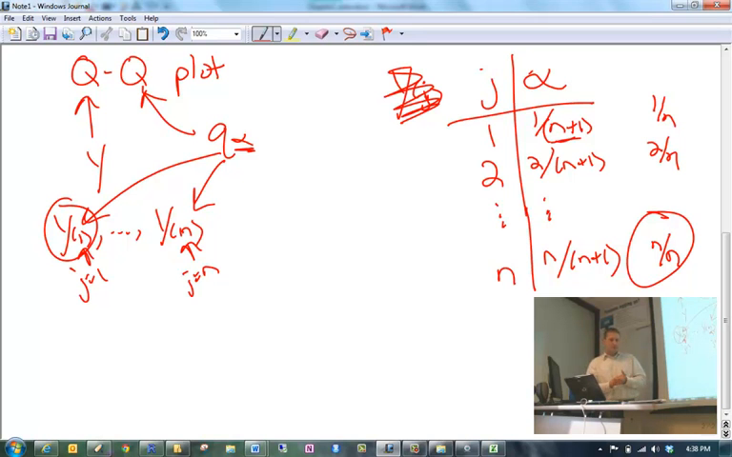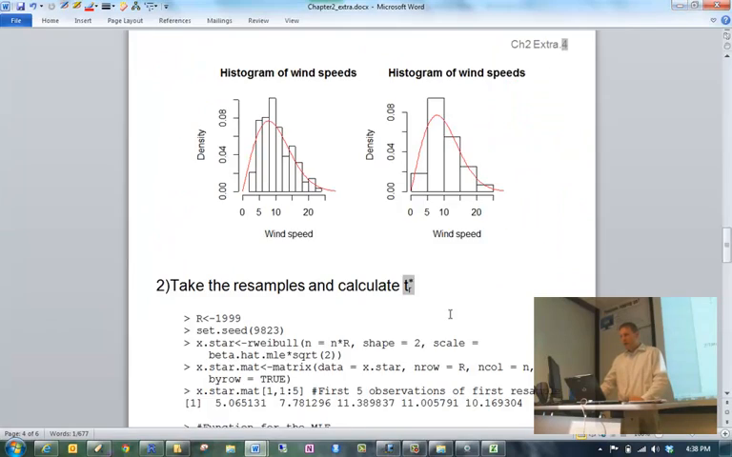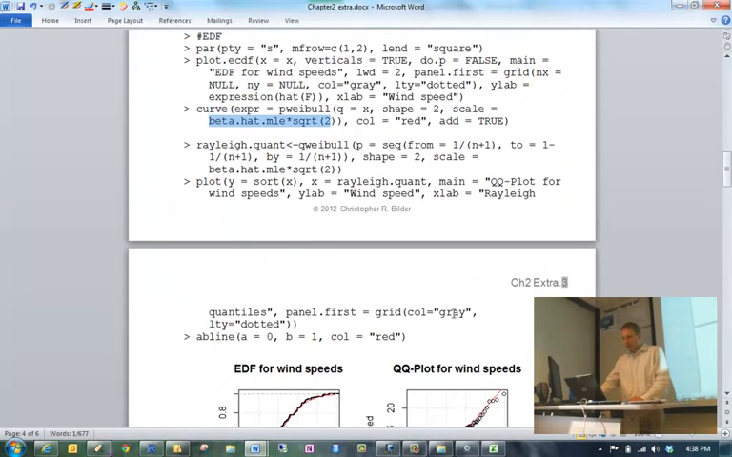Okay? So to do the plot then, we'll be doing a lot of QQ plots throughout the semester, so that's why I want to take time to talk about this. I need to find my quantiles. And so what I'm going to do is create an object called Rayleigh.quant. I'm going to use the qweibull function. And then for the p argument, I'm going to take a sequence of numbers from 1 over n plus 1 to 1 minus 1 over n plus 1, or I could just say n over n plus 1, by 1 over n plus 1. And then use the appropriate shape and scale parameters in the context of a Weibull distribution for a Rayleigh.